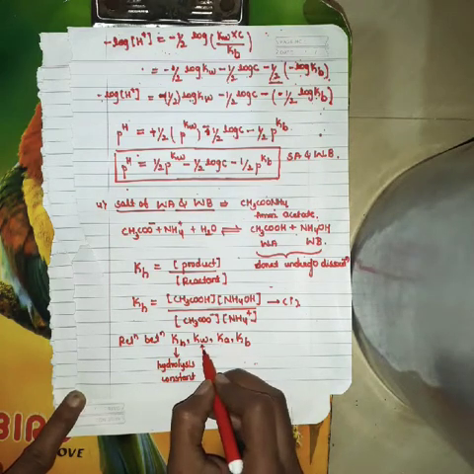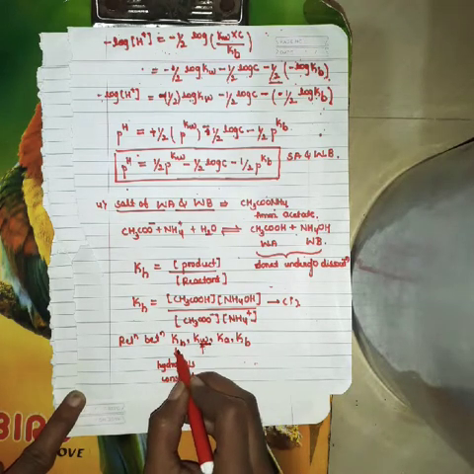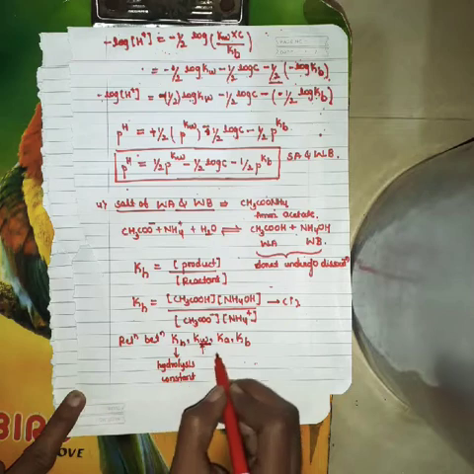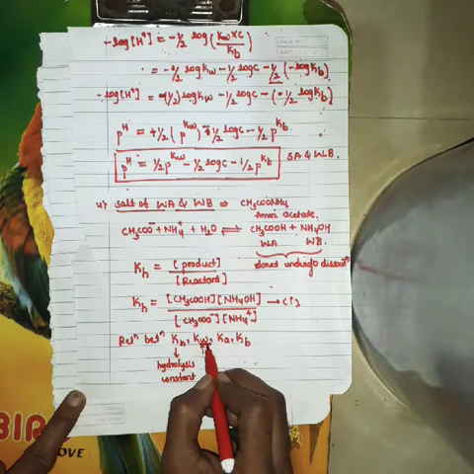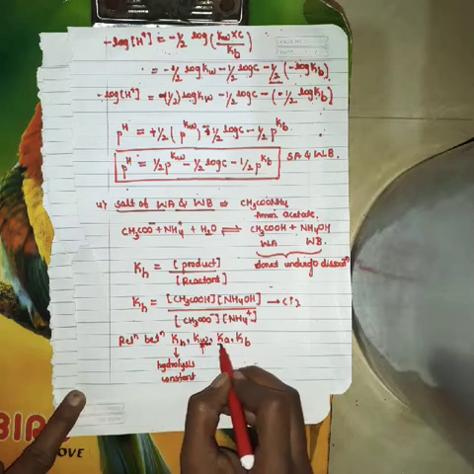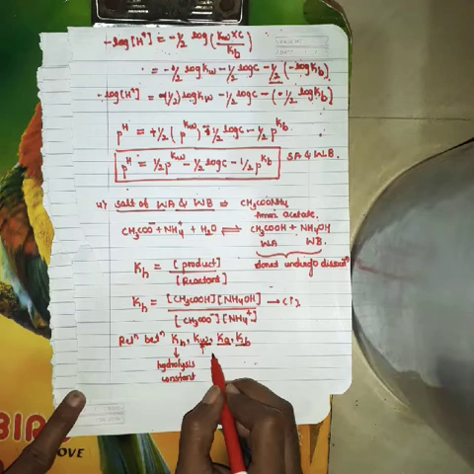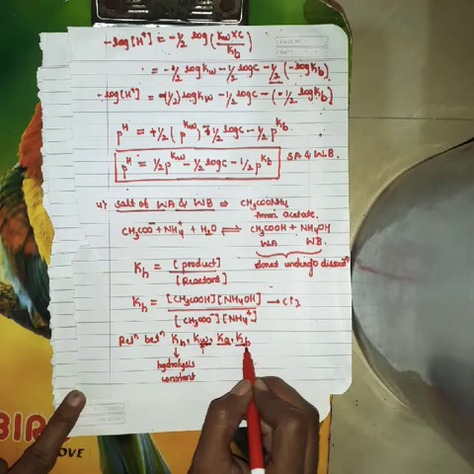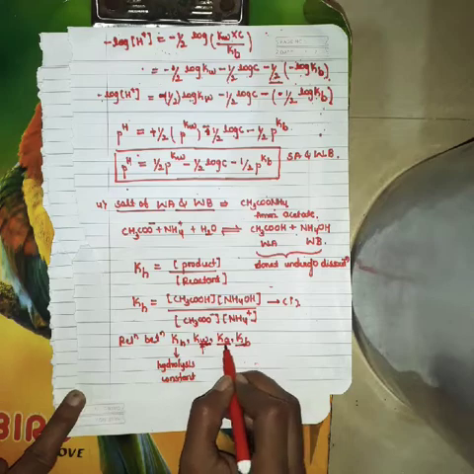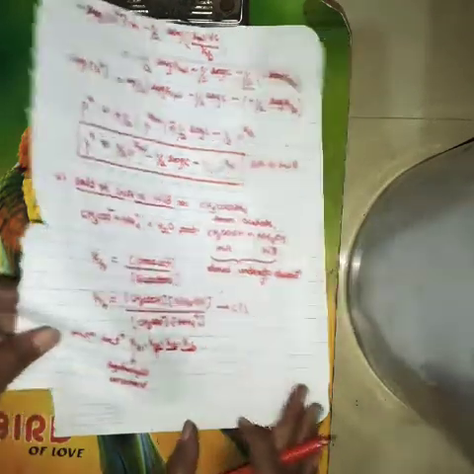This is the rate constant of water. This KH is the hydrolysis constant. KW means the dissociation constant or rate constant of water, A means the rate constant of acid, and B means the rate constant of base. We want to calculate the relationship.